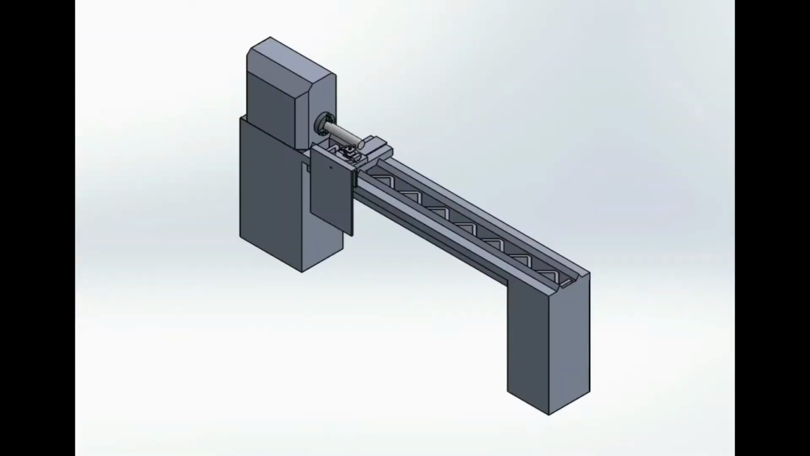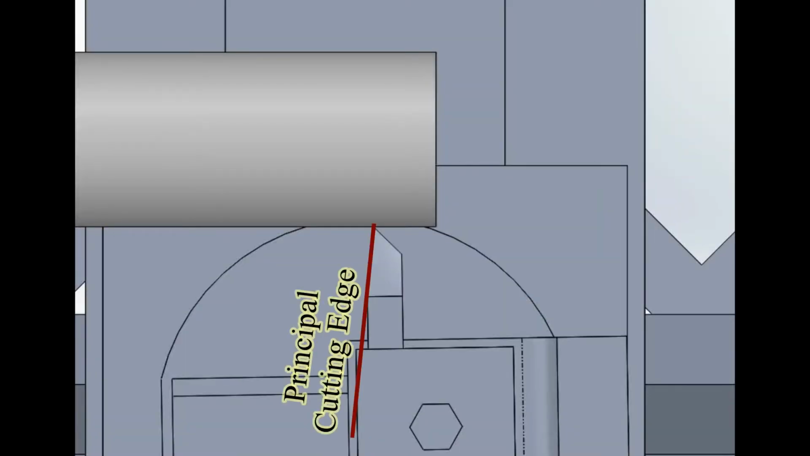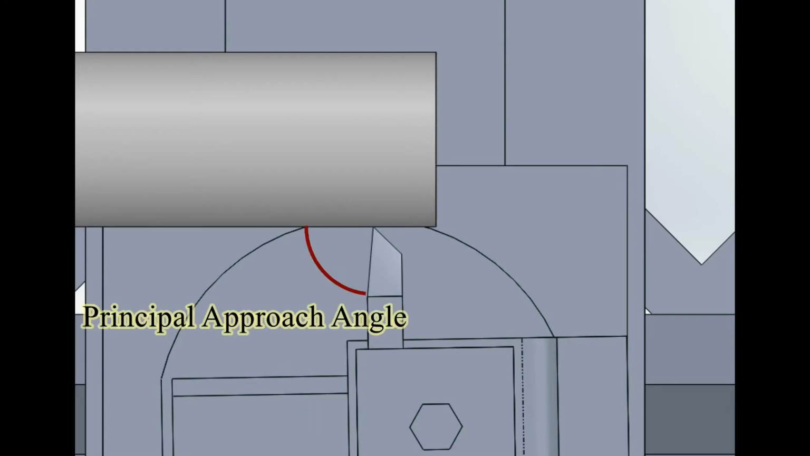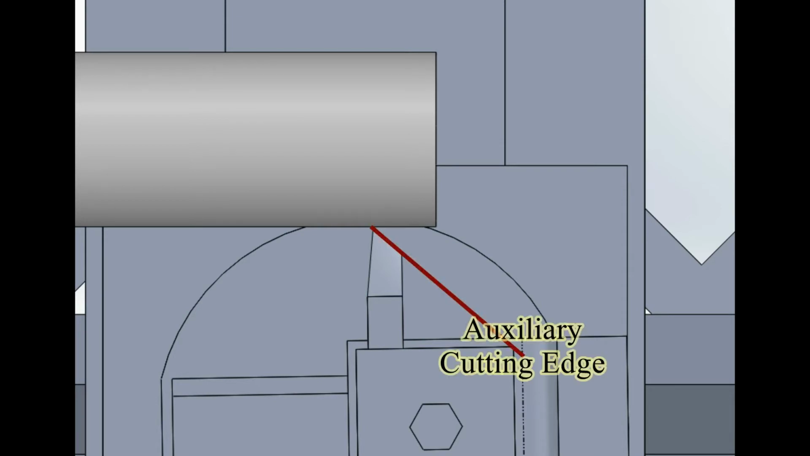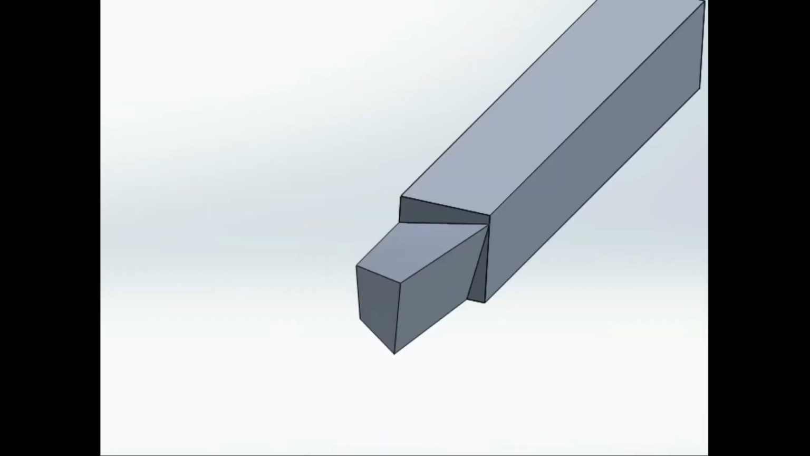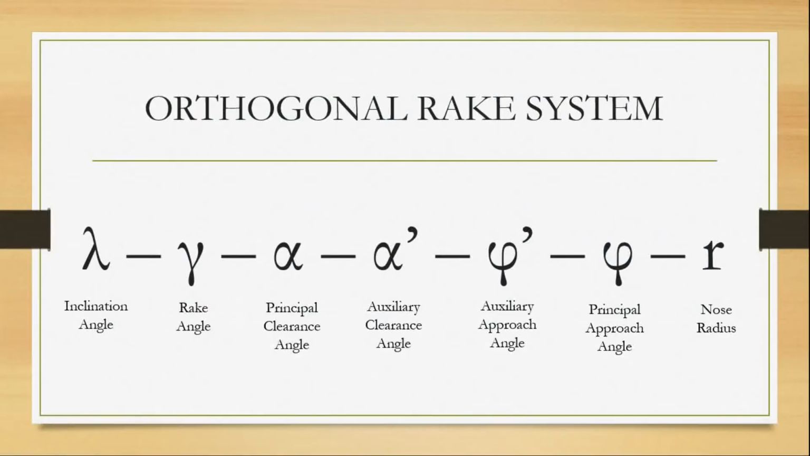In a machining process, the angle between the PCE and the direction of longitudinal feed is called the principal approach angle, whereas the angle between the auxiliary cutting edge and the feed is called the auxiliary approach angle. Most tools also have a nose radius instead of a sharp edge. These 6 angles and the nose radius in a specific order gives the tool geometry in orthogonal rake system.